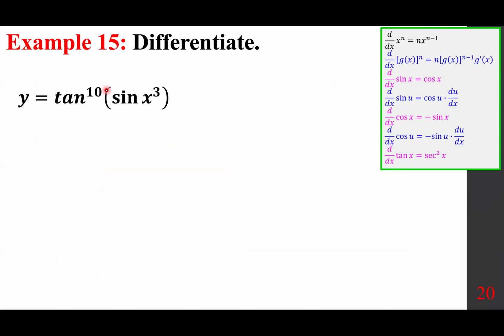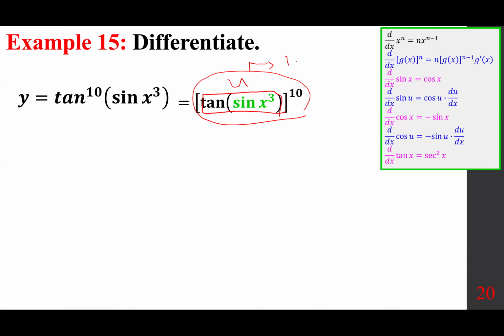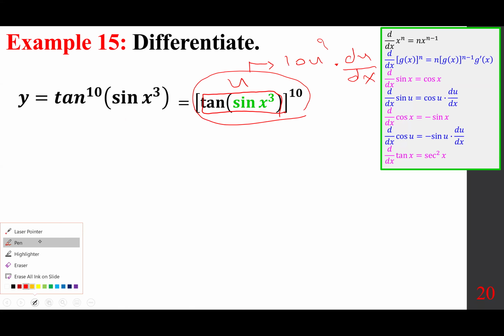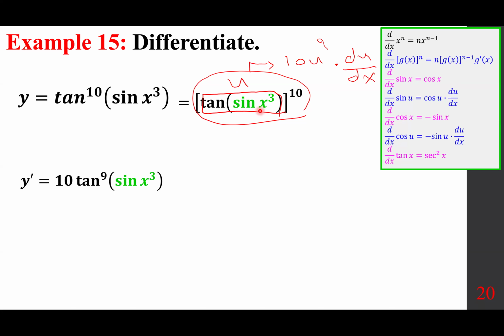Y equals tan to the power of 10 of sine of x cubed. And to make sure we know what we're dealing with, let's write this as tan to the power of 10. And in fact, I'm going to call this u. So u to the power of 10 gives you 10 u to the power of 9 du dx. So it's 10 tan to the power of 9, of the same thing. 10 u to the power of 9, u is tan of sine x cubed.